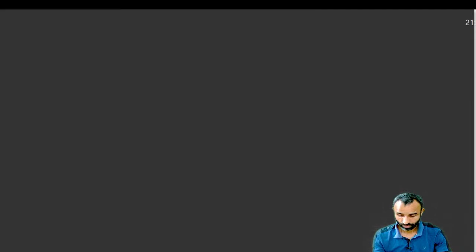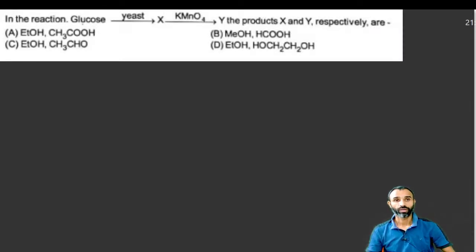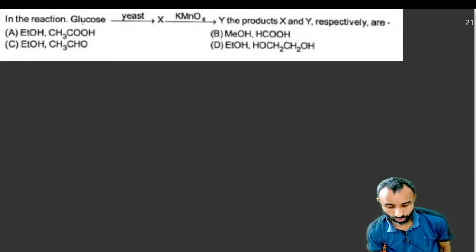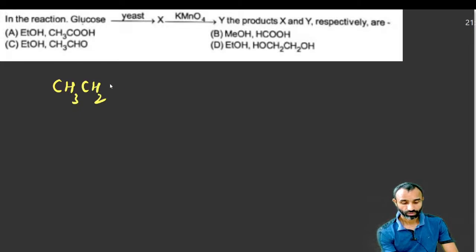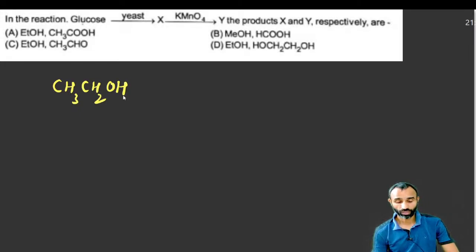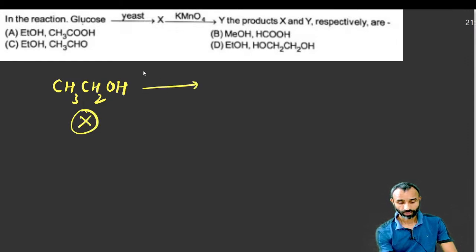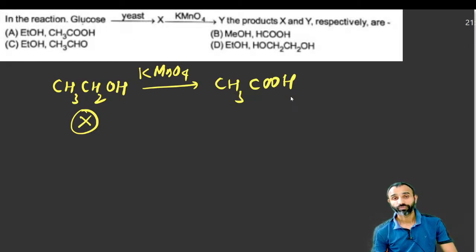These are now AVP questions after this. In the reaction, glucose in the presence of yeast, we get X, and then X is treated with KMnO4. So obviously we get ethanol, and on treatment with KMnO4, you know, it is a strong oxidizing agent. So we get acetic acid. That means A option is correct.